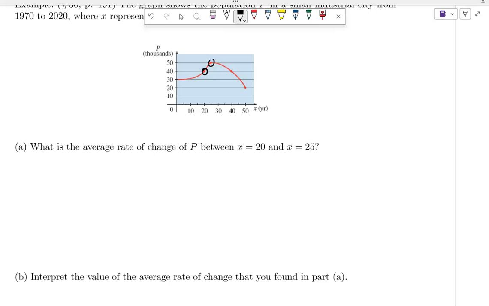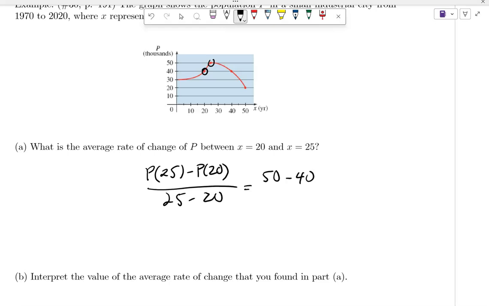So again, if you're doing it with the formula and we think of the function as p, we would have p of 25 minus p of 20 over 25 minus 20, right? The output at 25 is 50. The output at 20 is 40. So we get 10 over 5, which gives us 2. Now they tell you the population is in thousands, right? So the average rate of change is 2,000 people per year.